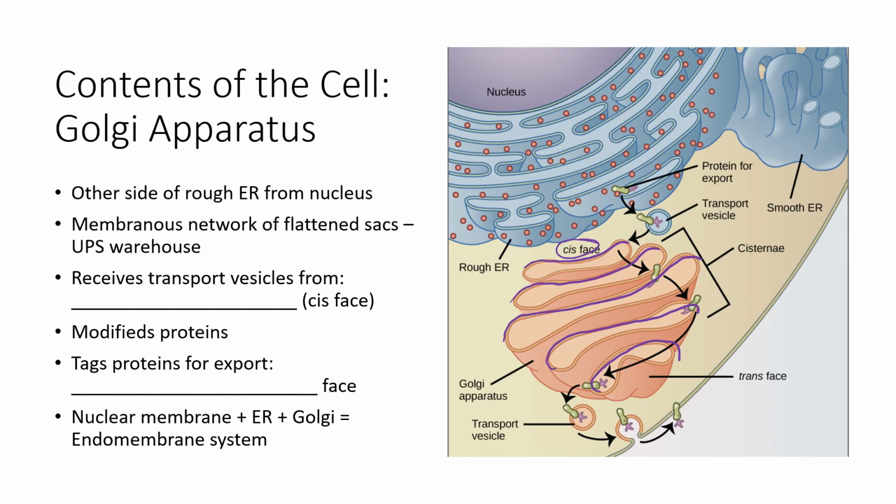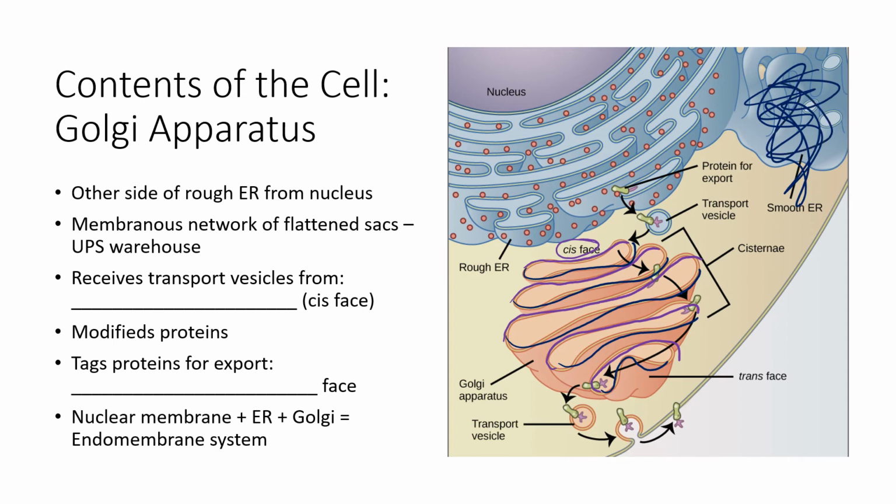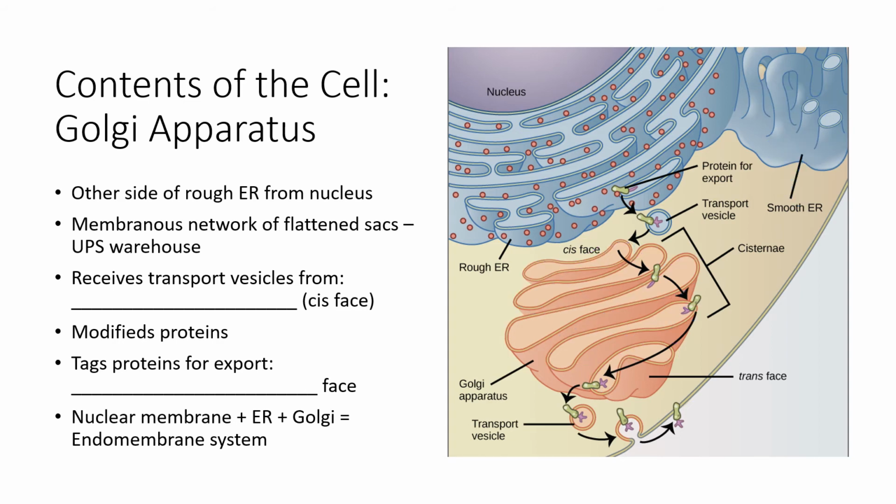The trans face is the side that faces away from the rough endoplasmic reticulum. Again, we don't care so much about smooth ER right now. We're just talking about its relationship with the rough ER. Trans means away from or opposite from. So if culturally we hear the term transgender, that refers to feeling gendered opposite from what your genetic or chromosomal sex is.